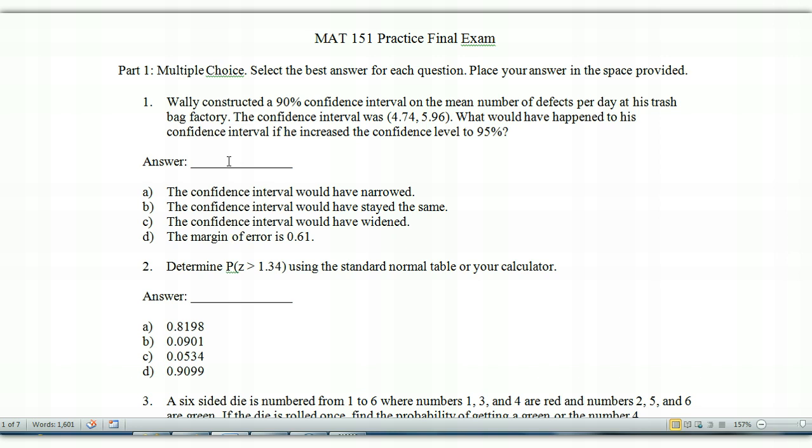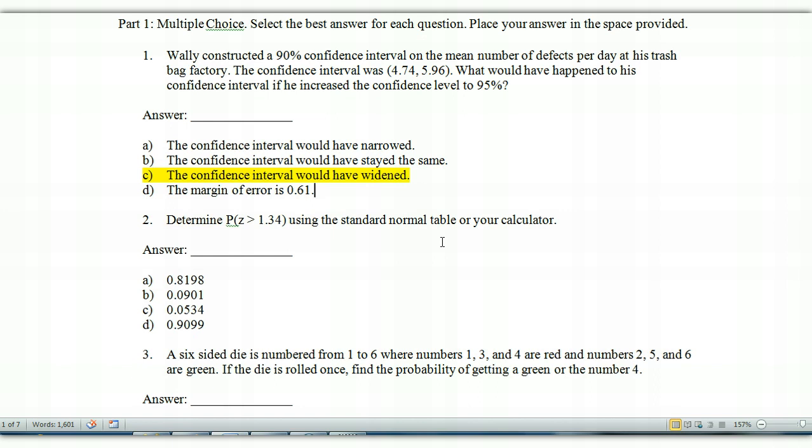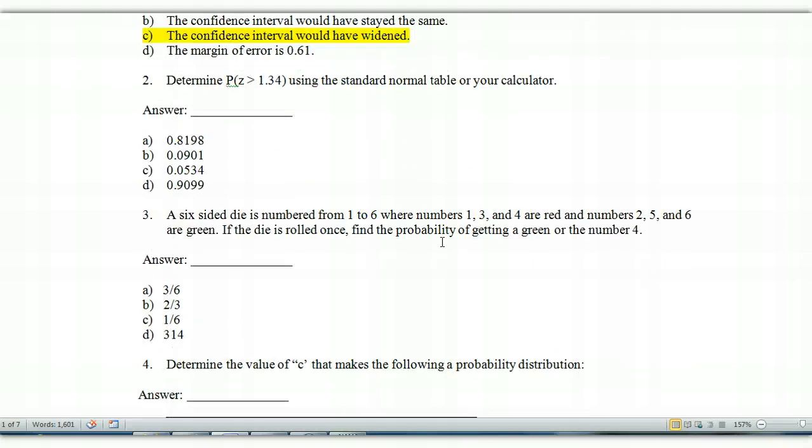Alright, so number 1, Wally constructed a 90% confidence interval on the mean number of defects at his trash bag factory. The confidence interval is this. What would have happened to his interval if he increased the confidence level to 95%? Alright, if he started at 90 and went to 95, the interval would have widened. Remember, confidence intervals are based on area in a bell curve. So to get more area, we have to go out further. So the confidence interval would have widened.